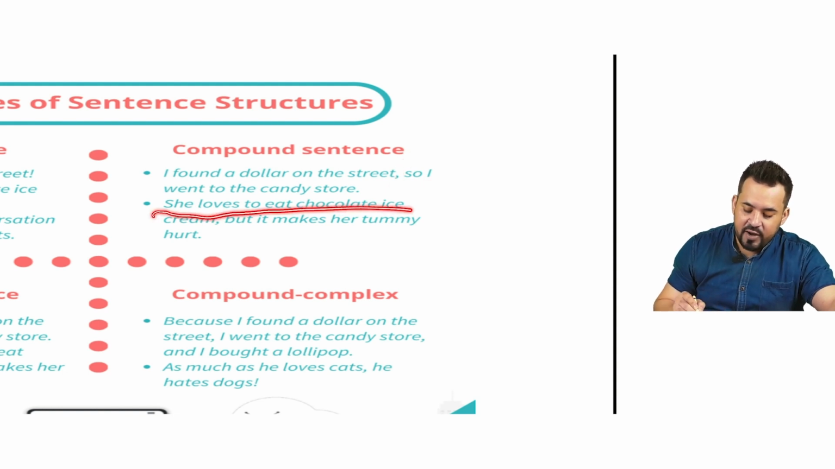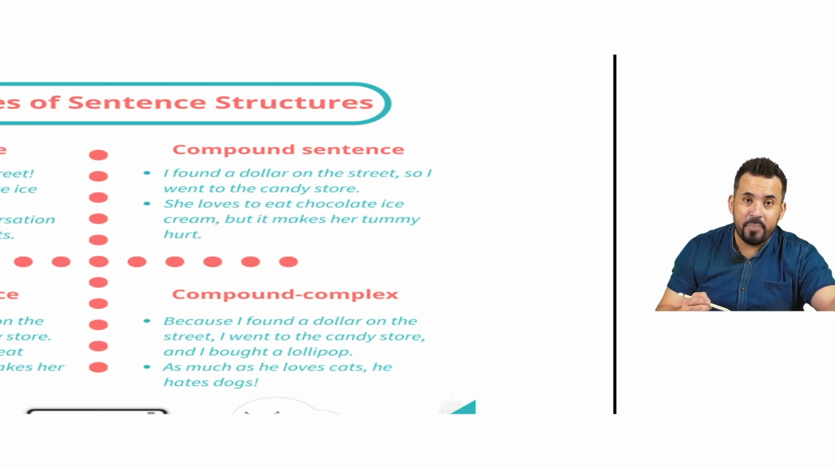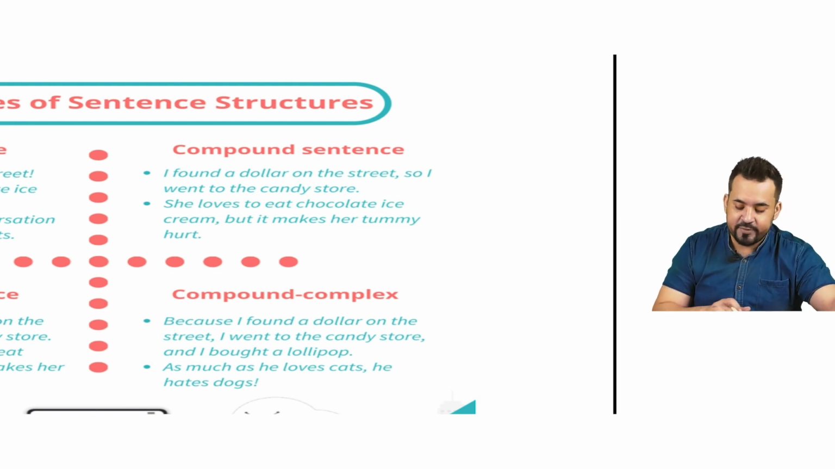She loves to eat chocolate cake. She loves to eat chocolate ice cream. She loves to eat chocolate ice cream, but it makes her tummy hurt. So we took 2 simple sentences. We connected them by but, and but is a conjunction that is used to show contrast.